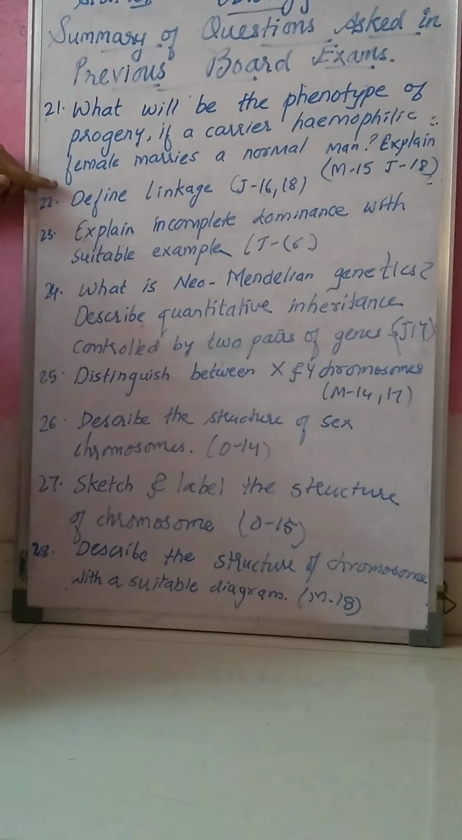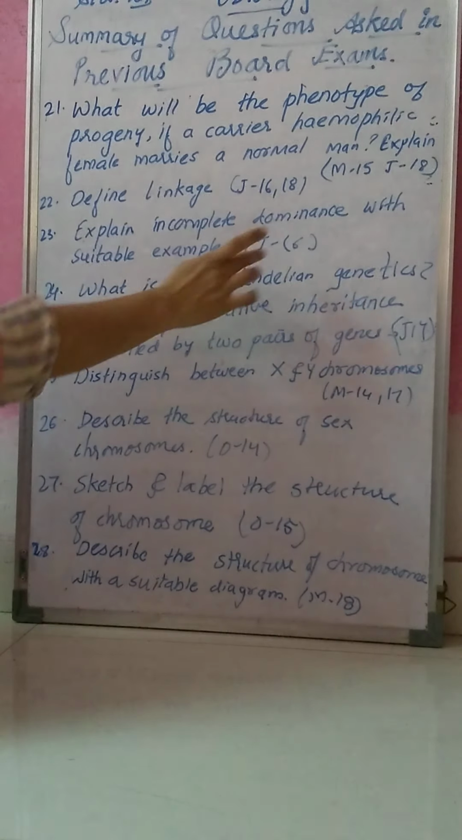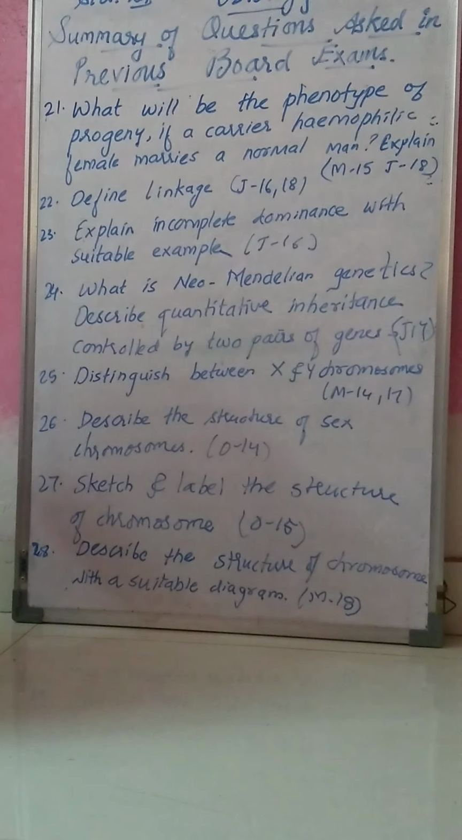The next question is, define linkage. It was asked in July 2016 and 2018, twice. Here you only have to define linkage, nothing else. Then question number 23 is, explain incomplete dominance with a suitable example. You have to explain incomplete dominance with the help of an example. A simple question asked in July 2016.